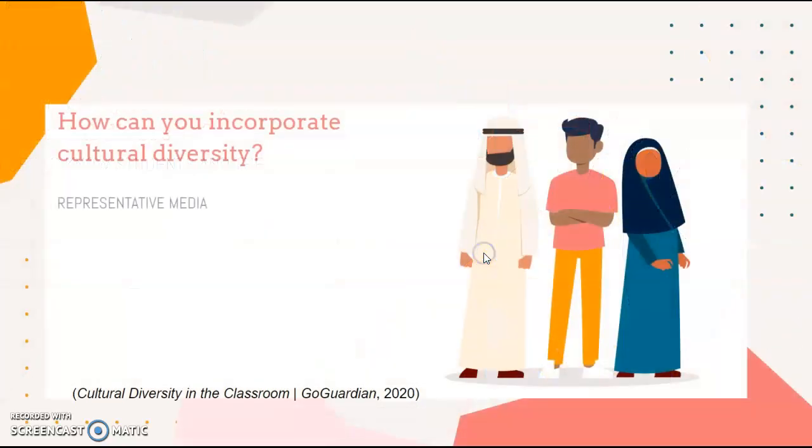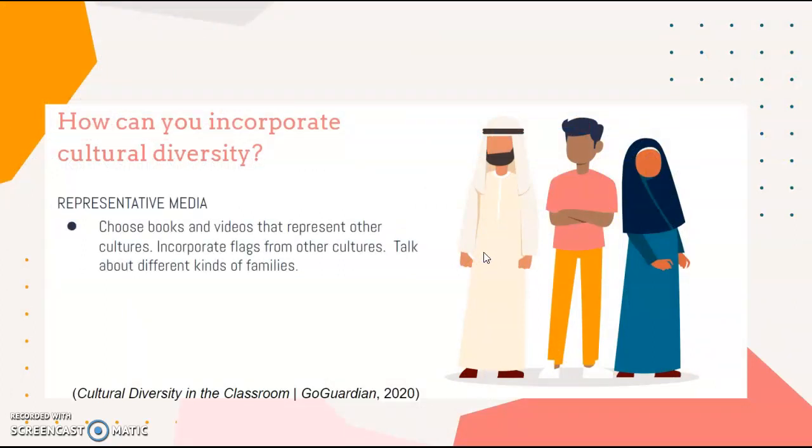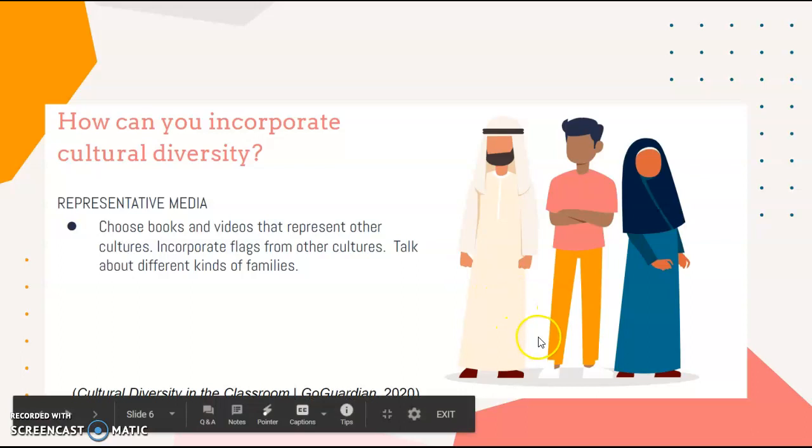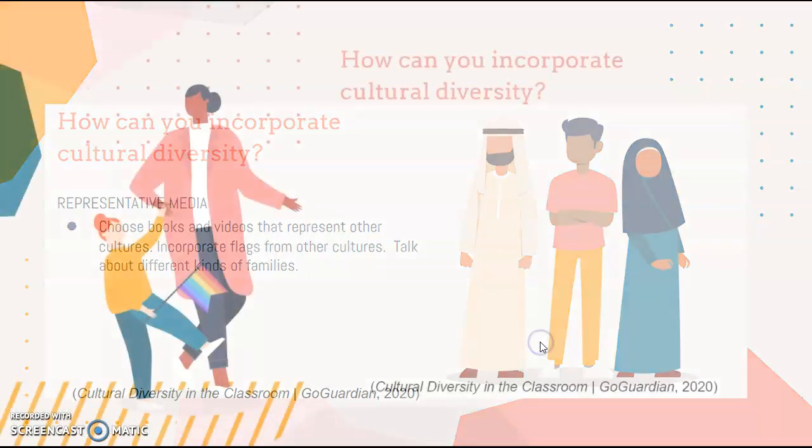Another thing you can do is make sure that you're using representative media. It's important to choose books and videos that represent other cultures and different types of families, and incorporate flags from other cultures. Think about all of the different things that your students may have in their lives and see if you can find a way to incorporate it to normalize it in your classroom, make it not such a scary difference for the other students.